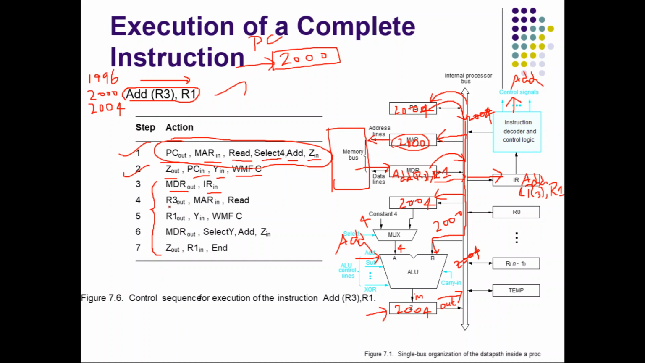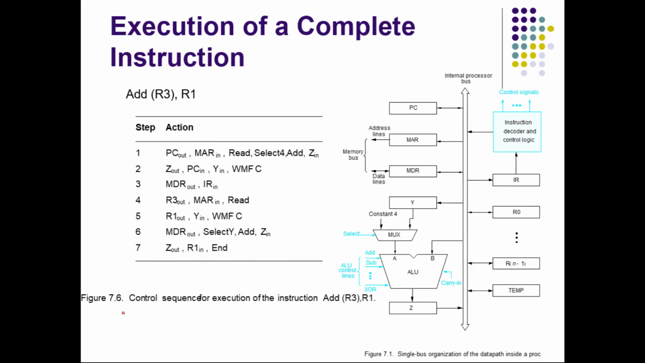Then what we do: R3 out, MAR in, read. What is this? Because the first operand is an indirect memory reference. Indirectly it is referring to memory, so that content should be read. Whatever is available in R3, that should be read. So if R3 is 1000, then the content stored at location 1000 should be read. Maybe this content may be 15.